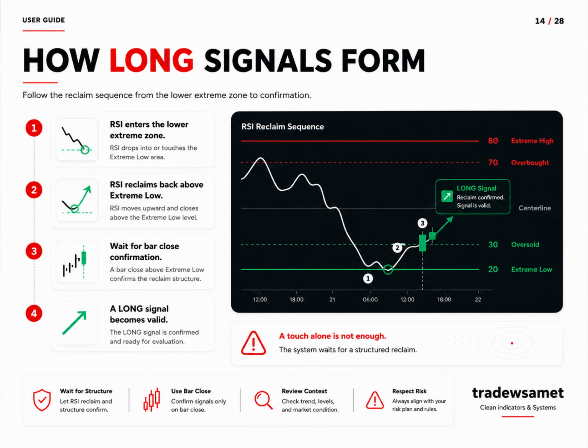The candle must close with the reclaim condition confirmed. Only after that does the long signal become valid for review. This helps reduce temporary signals that appear while the candle is still open. The key rule is simple. A touch alone is not enough. The system waits for a structured reclaim.